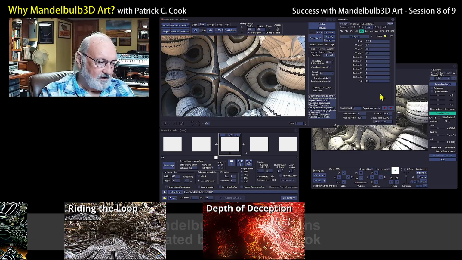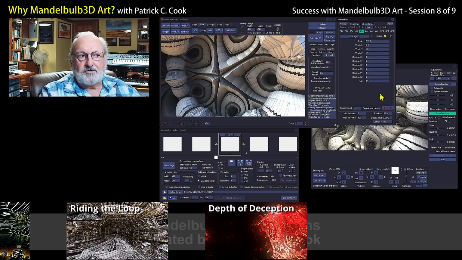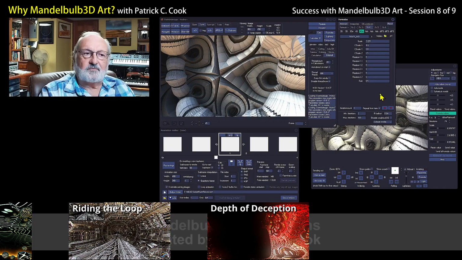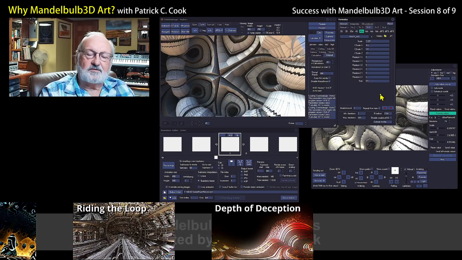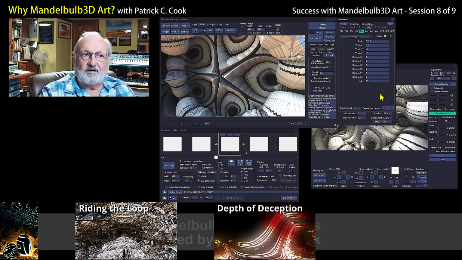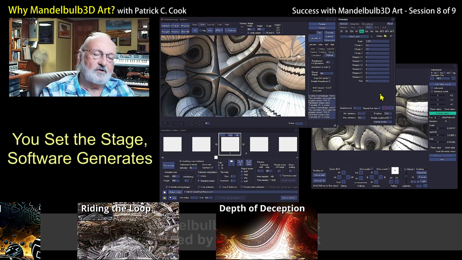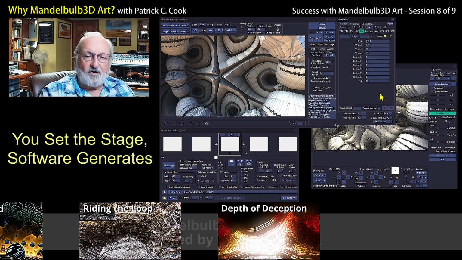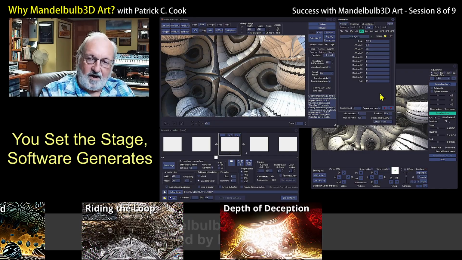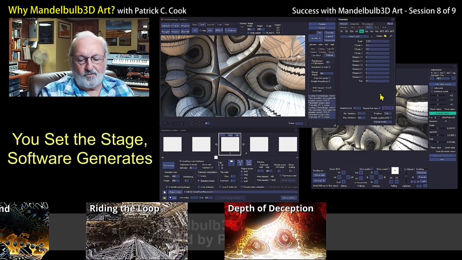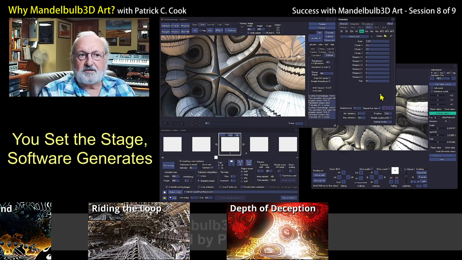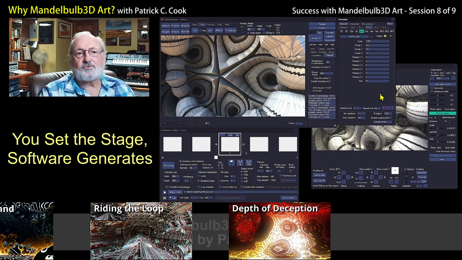Now, don't fight it. You set the stage, but you are not the graphic generator. You set the stage for the software to generate the graphic. Don't resist that. If you resist that, you're only going to put yourself in a tough spot. You're going to be frustrated.